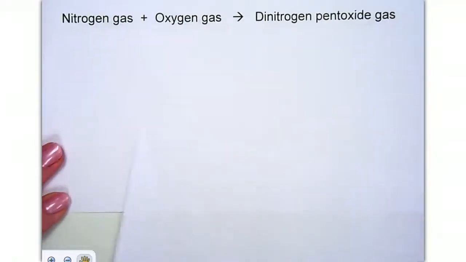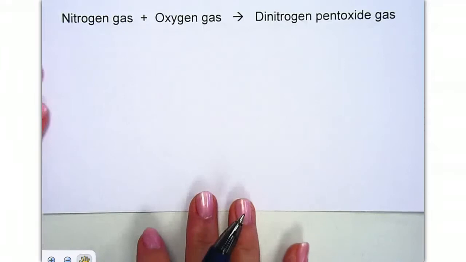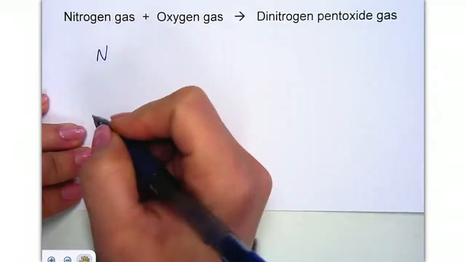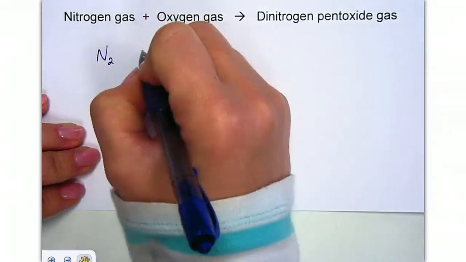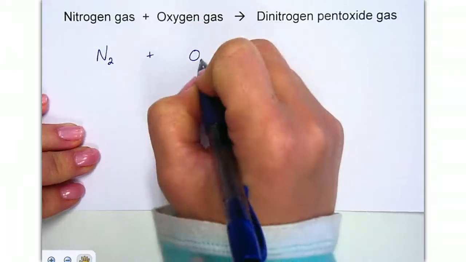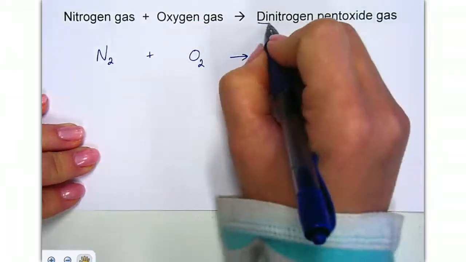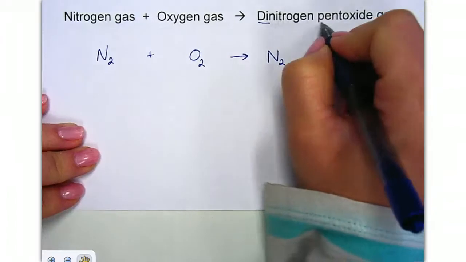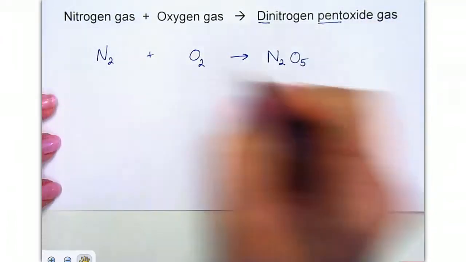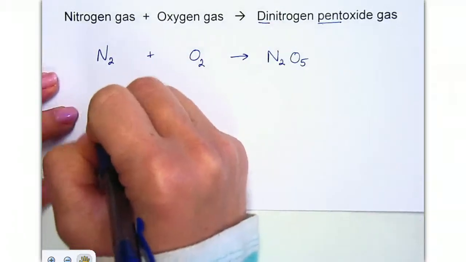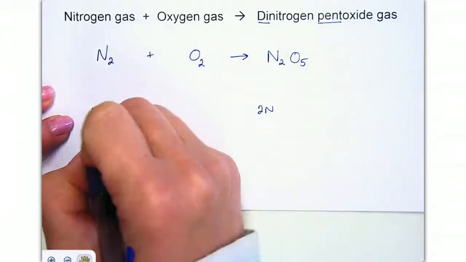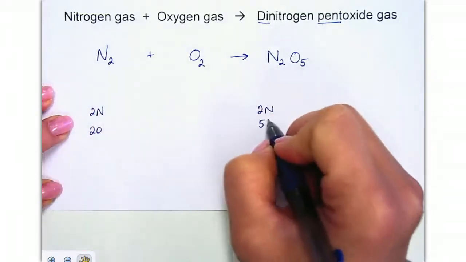Nitrogen gas plus oxygen gas yields dinitrogen pentoxide gas. So nitrogen gas is one of my diatomics. So it's not just N, it's going to be N2. Plus oxygen gas, which is another diatomic, it's not just O, it's O2, is going to yield N2O5. Di means I need 2 nitrogens, and pent means I need 5 oxygens. So let's balance this. On the left side I have 2 nitrogens, and on the right side I have 2 nitrogens. On the left side I have 2 oxygens, and on the right side I have 5 oxygens.